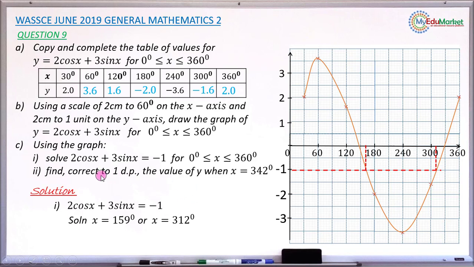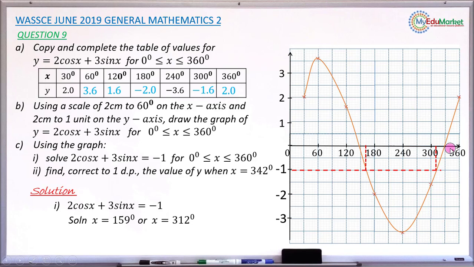So I move to Roman 2, that asks us to find, to correct one decimal place, the value of y when x is 342 degrees. So I'll locate 342 degrees on my x-axis. This is angle 300. This is 360. So this very place would now be 330. I'm looking for 342. So addition of 12 more. So I'm going to use 2 small divisions after 330. That will be 342. This is the place now.